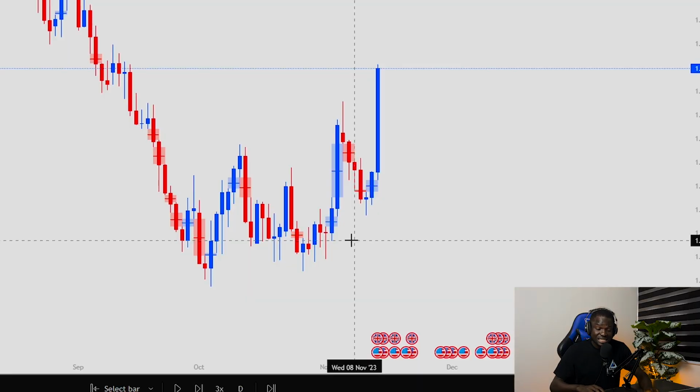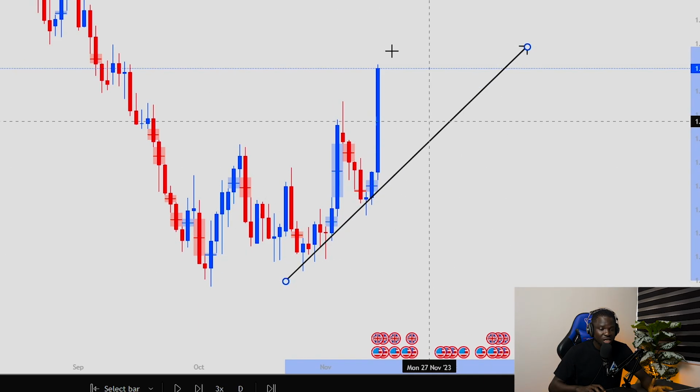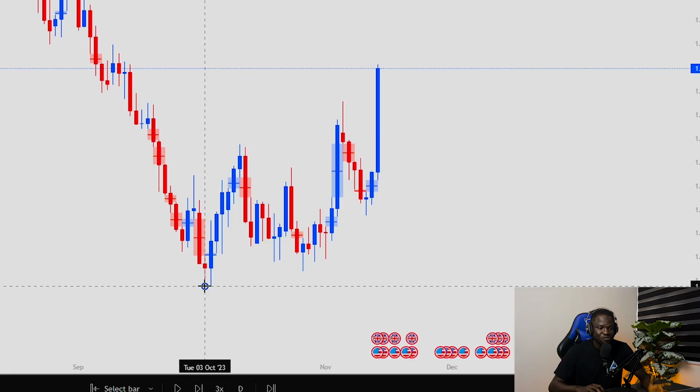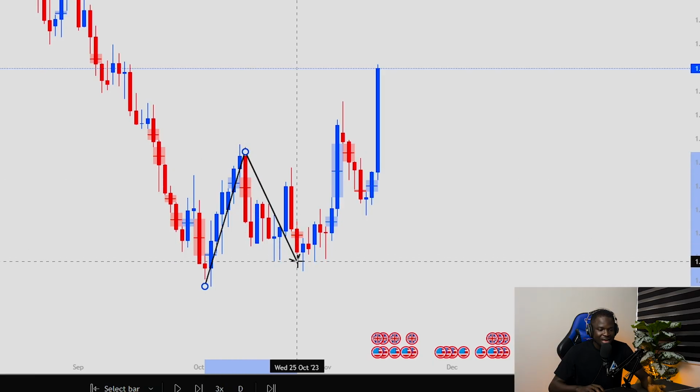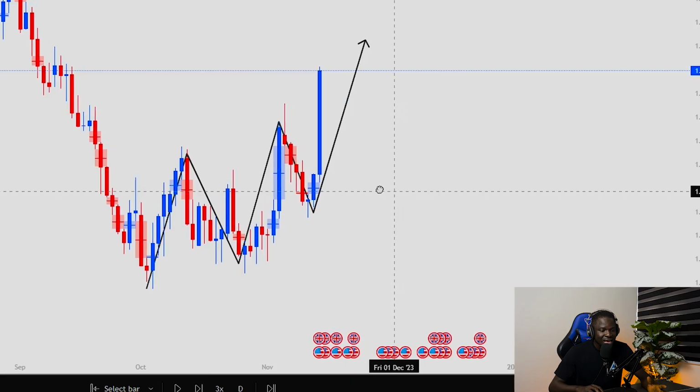Let's dive into the market. Looking at the daily time frame of GBP/USD right now, you realize that the buyers are the ones in charge of the market. Why? Because we can recognize the features of a bullish market condition: higher high, higher low, higher high, higher low, then higher high.